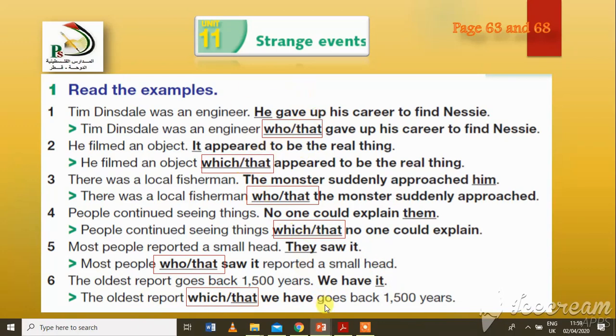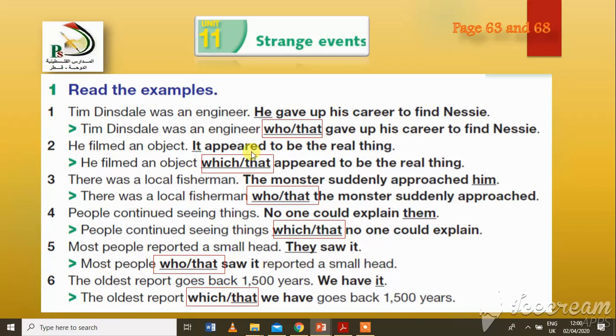So these are defining relative clauses. And there is no comma. Can you see any comma here? There is no comma. So this is a defining or essential relative clause.